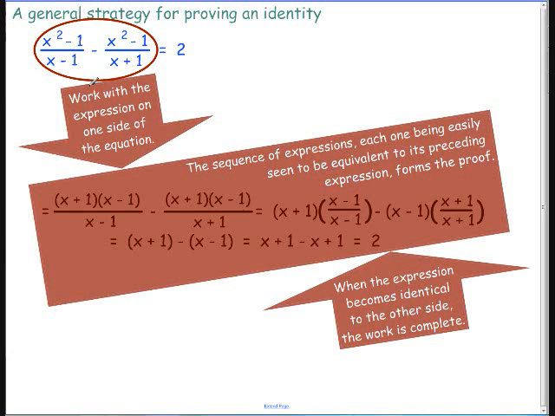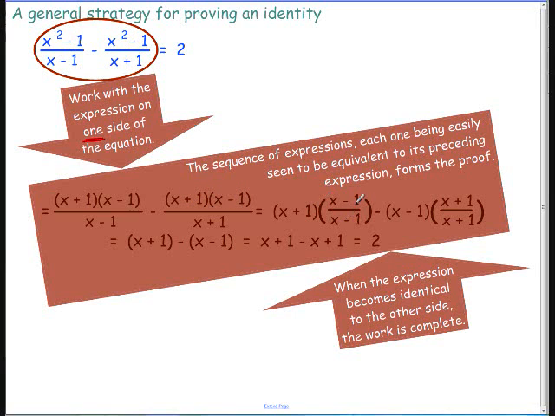Here's the general strategy for proving an identity. You work with only one side of the equation. You sequence through, making sure that it's evident that what you do in each step relates to the step before. So in this one, in order for this to be evident to the reader, you have to recognize that a difference of squares will factor into conjugates. A difference of squares will factor into conjugates.